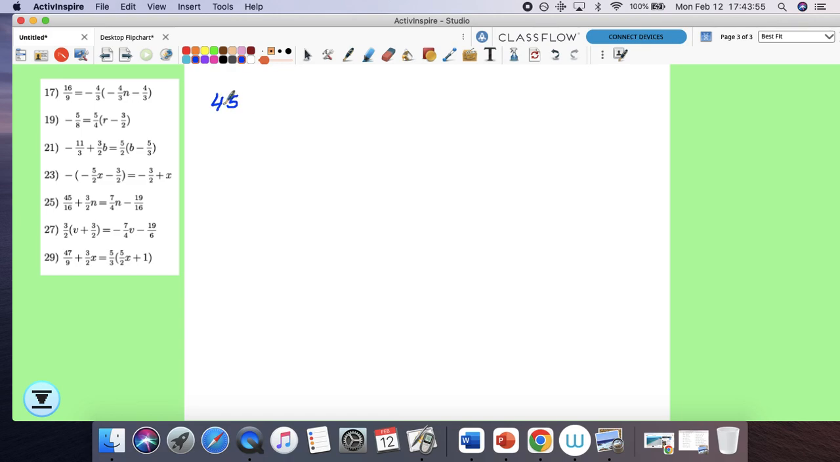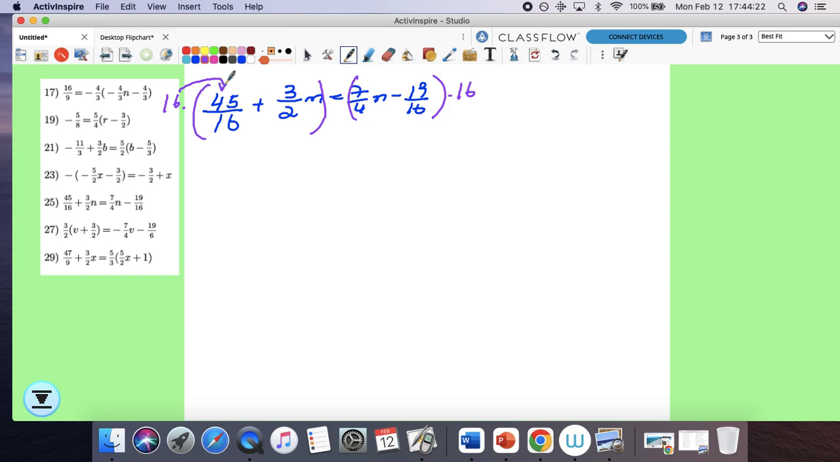45 over 16. That's 3 over 2n equals 7 over 4n minus 19 over 16. Multiply everything by 16, right? So on the left side of the equation, multiply this by 16. The right side of the equal sign, multiply that by 16. Okay, do these two first.